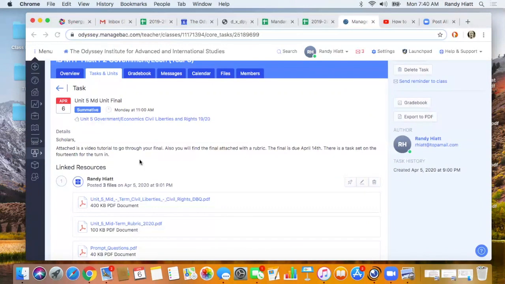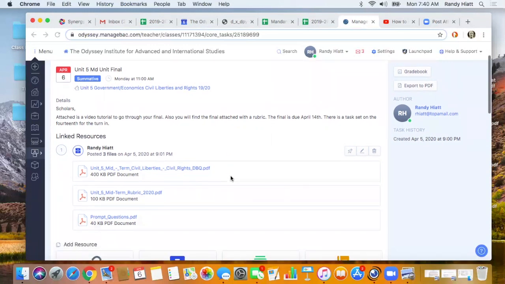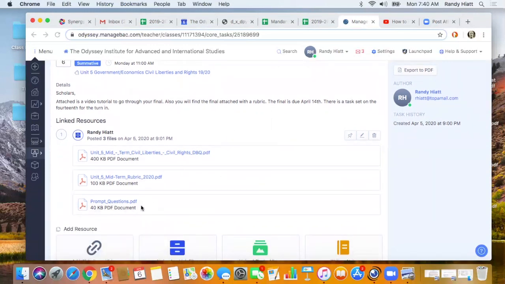As you can see on the task, there are 3 documents on it. One is your unit final, one is the rubric, and one is your prompt sheet that must be turned in prior to us accepting your final. If you don't turn in the prompt sheet, then we will not grade your final.